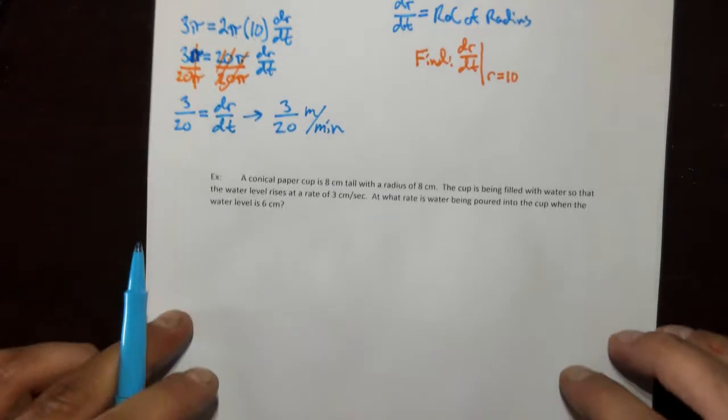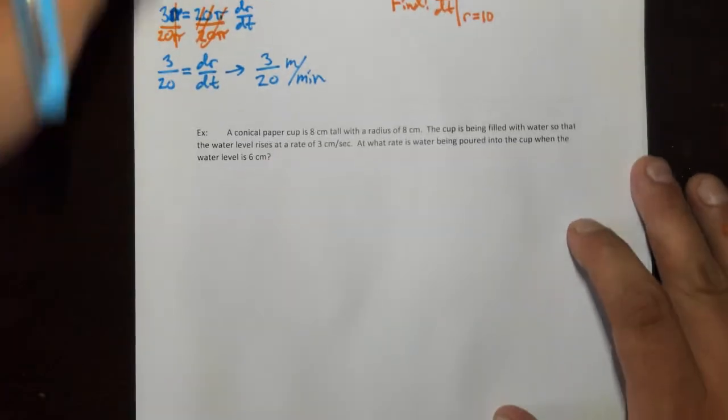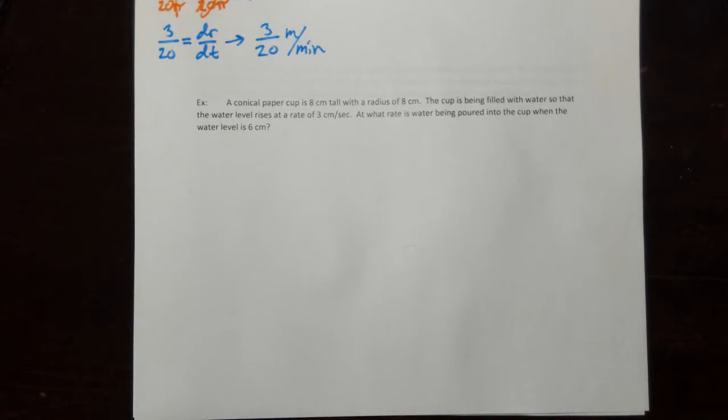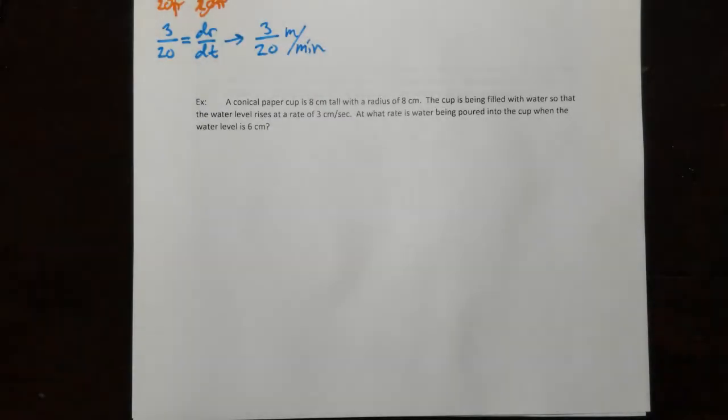Okay, now we have the conical paper cup problem. A conical paper cup is 8 centimeters tall with a radius of 8 centimeters. The cup is being filled with water so that the water level rises at a rate of 3 centimeters per second. At what rate is water being poured into the cup when the water level is 6 centimeters?